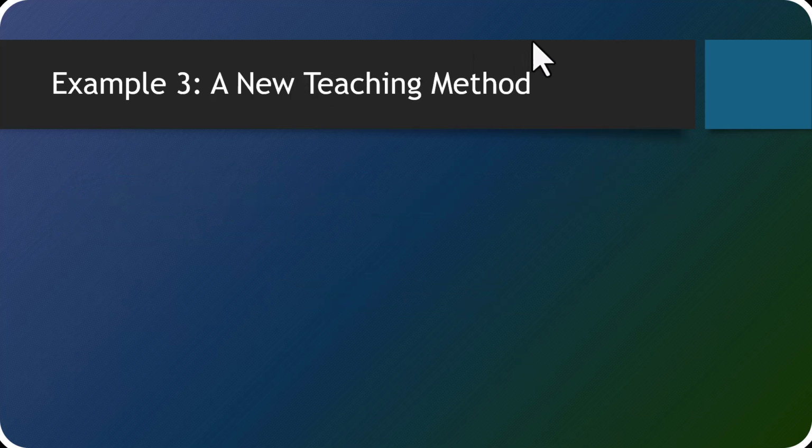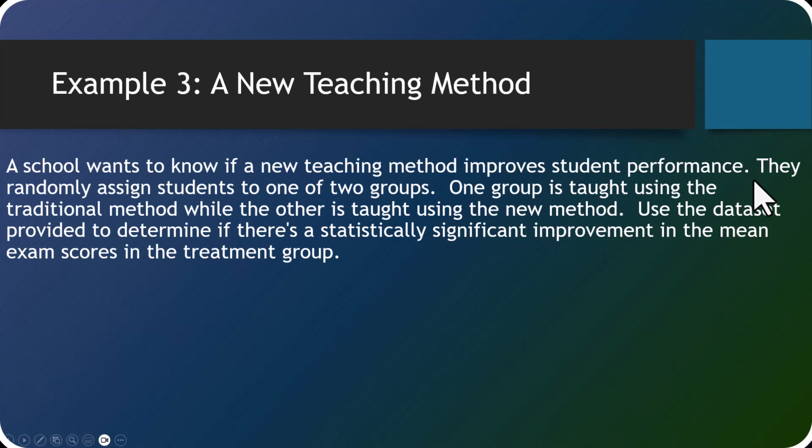All right, so now on to example 3, a new teaching method. In this example, we have a school that wants to know if a new teaching method improves student performance. They randomly assign students to one of 2 groups. One group of students is taught using the traditional method, while the other group is taught using the new method. Use the data set provided to determine if there's a statistically significant improvement in the mean exam scores in the treatment group.